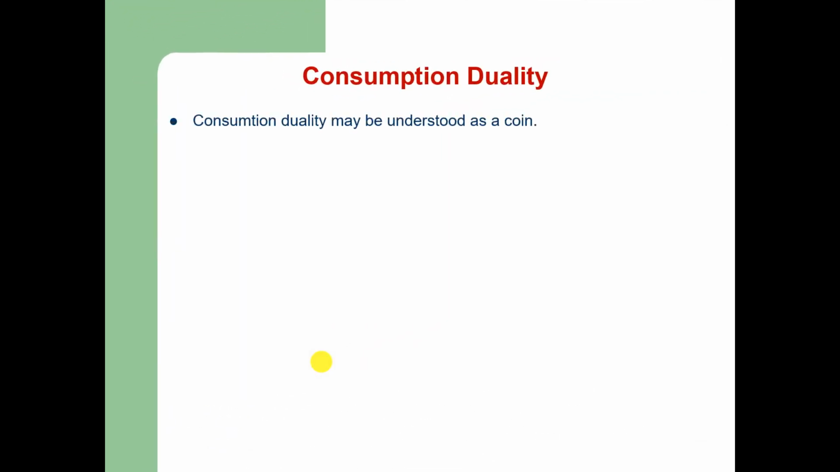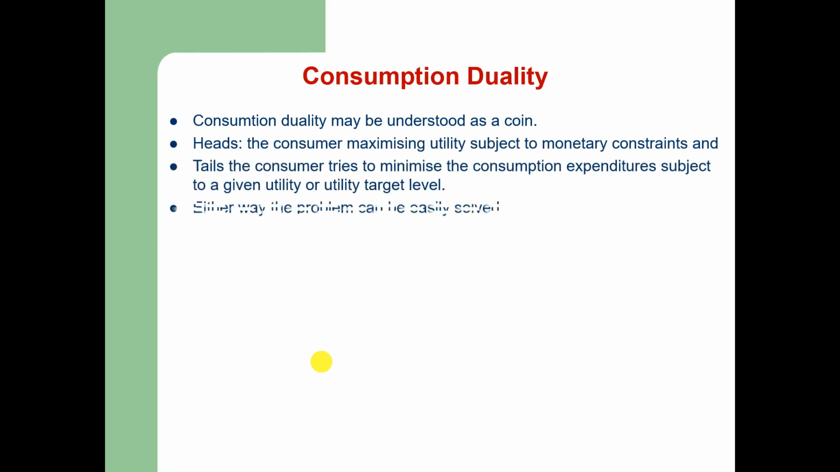Consumer or consumption duality can be thought of as a coin. Heads, the consumer maximizes utility subject to monetary constraints, and tails, the consumer tries to minimize the consumption expenditure subject to a given utility level. Either way, the problem of the consumer can be solved easily.